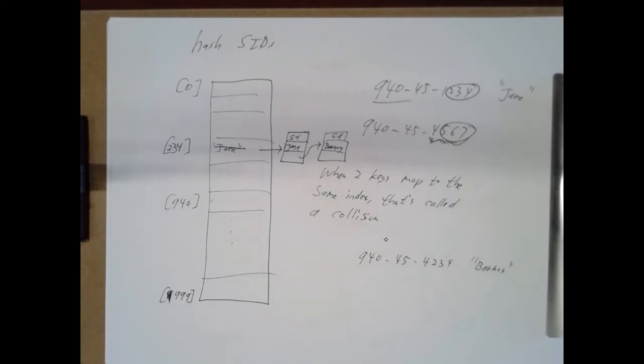So that's a pretty straightforward way to deal with collisions. And it takes some overhead, and it'll degrade your performance somewhat. But you don't run out of space this way, right, until you run out of memory. So this is something called chaining.